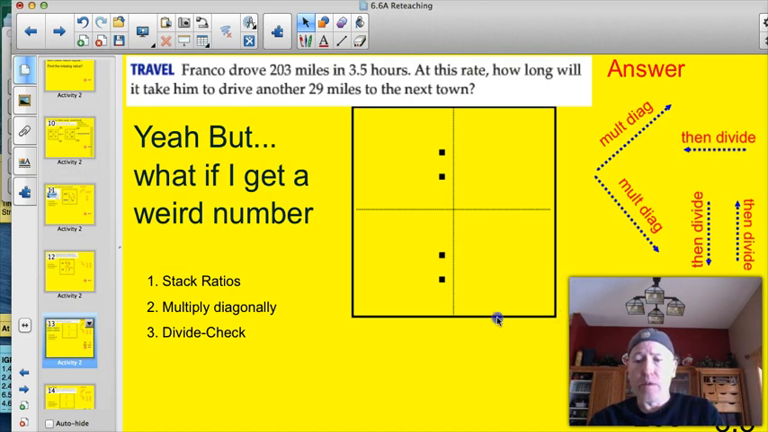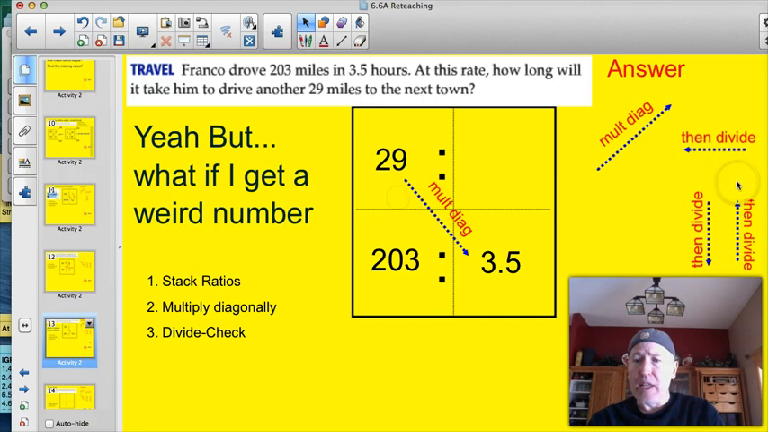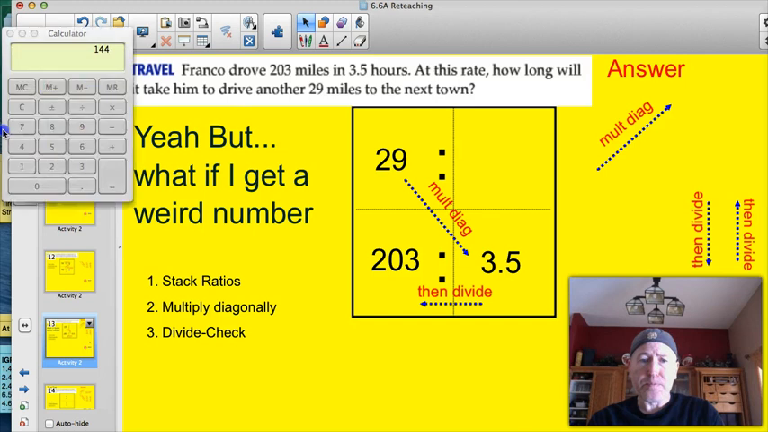So, well, I'm going to show you this one. I'm going to set it up. It doesn't matter where you put the ratio. So I'm going to say he drove 203 miles in 3.5 hours. And if you were to drive 29 miles and the ratios were proportional, how many would it be? It doesn't matter which ratio you put in the top or the bottom. You're always going to have an empty spot, right? Okay. Same thing. We'll multiply diagonally, and then we're going to divide. So let's do it and see what happens here.